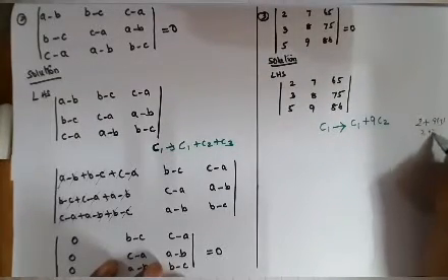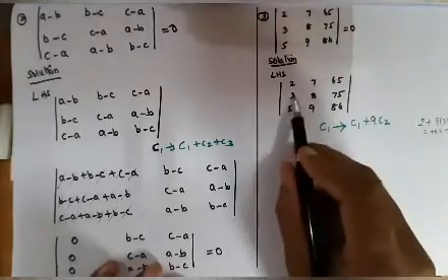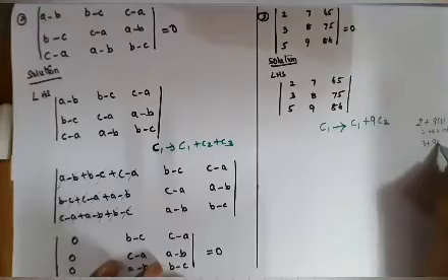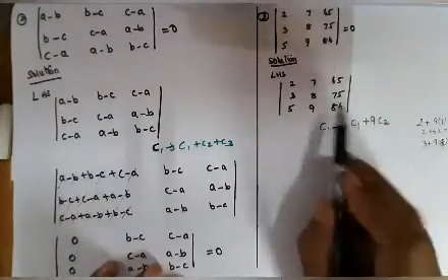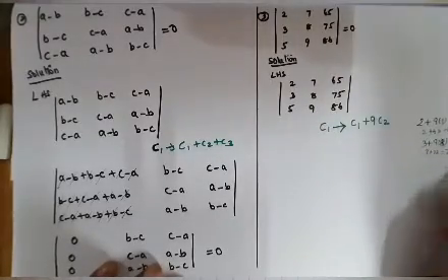So 2 plus 63, that is equal to 65. Likewise you have to do this also. 3 plus 9 into the column 2, which is 9 into 8. 3 plus 72, that is equal to 75.